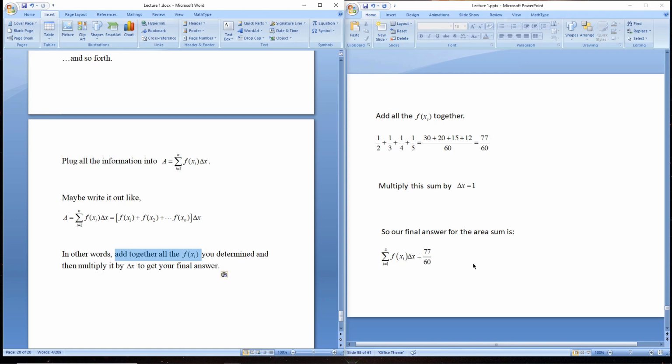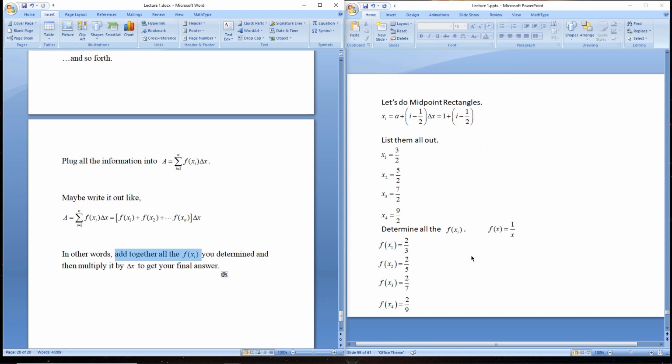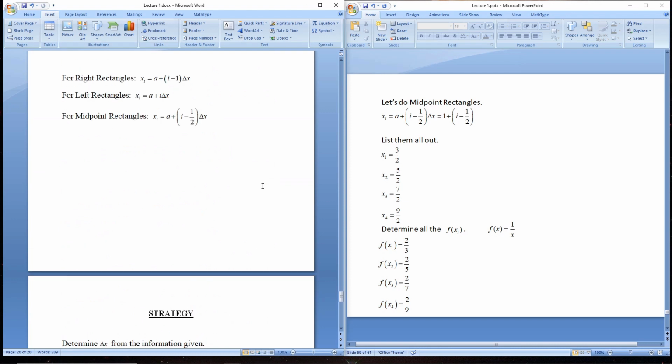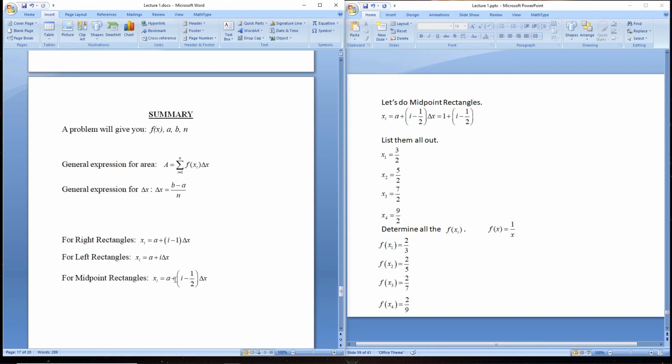And the final example here then is the midpoint rectangles. So let me just remind you on our summary page here for midpoint rectangles, what our position formula is, our x sub i. So I have that written over here again, but now I'm plugging in the information of the problem. So a equals 1 and delta x equals 1. And so we have this slightly more complicated expression for midpoint.